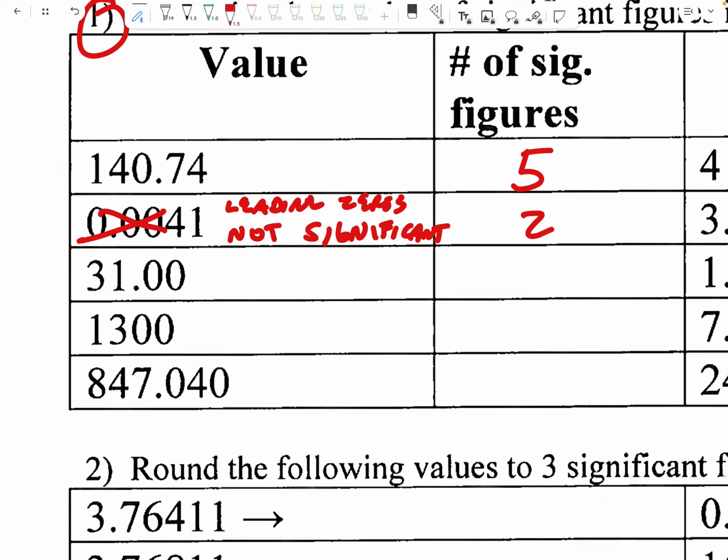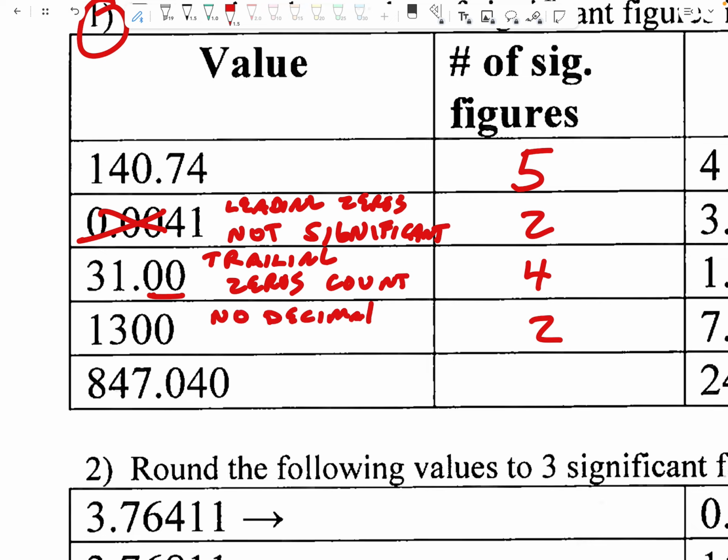In the number 3100.0, those are trailing zeros. These zeros right here, those are called trailing zeros. They do count as sig figs. So we have 5 total sig figs in that one. In the number 1,300, there are only 2 sig figs. The reason why? There is no decimal. So those zeros, those trailing zeros, do not count.